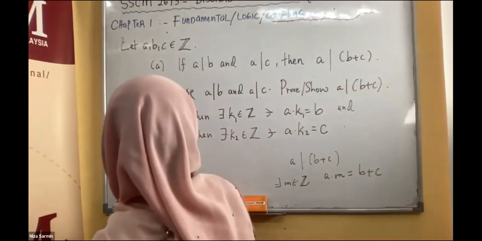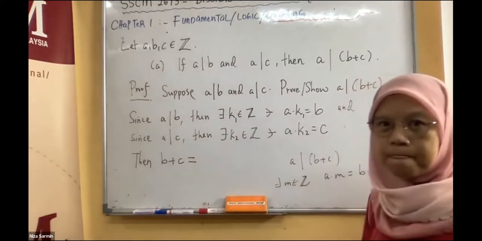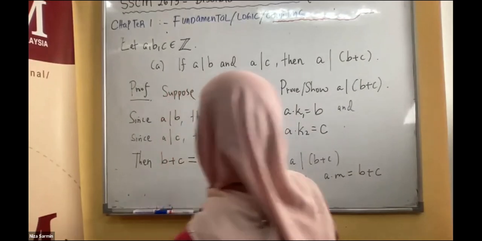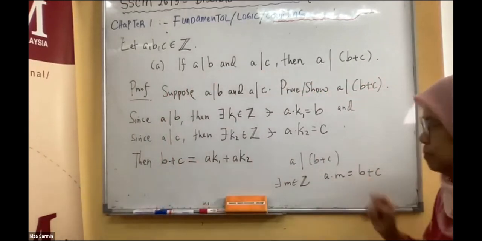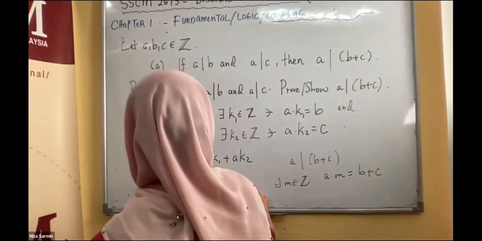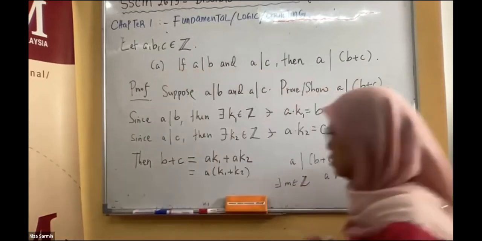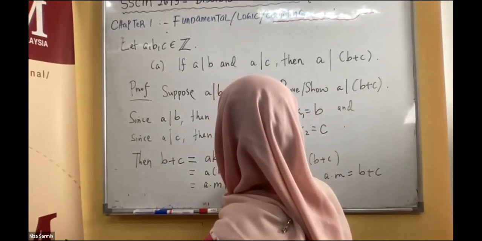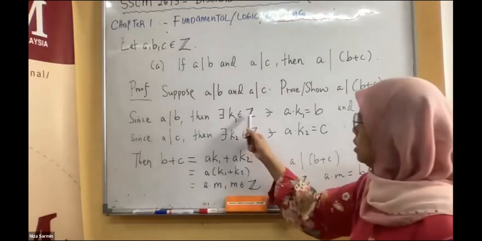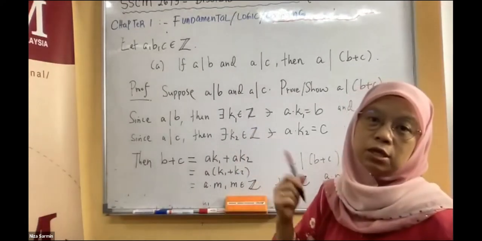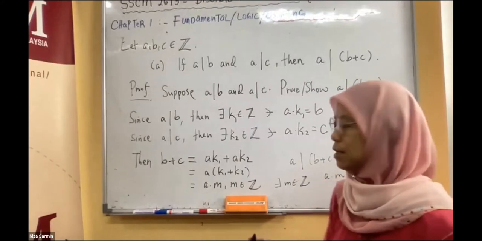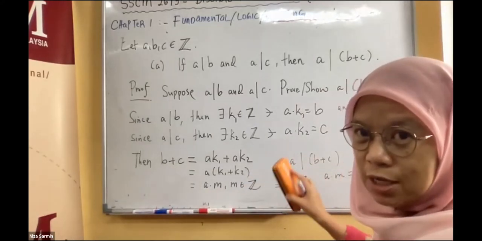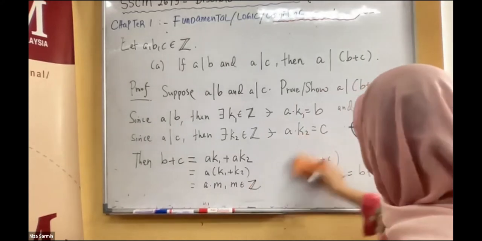Then B plus C equals AK1 plus AK2, almost, right? Which is A times K1 plus K2. Then I call this A times M, M integer. But you have to double check. K1 integer, K2 integer, K1 plus K2 is also integer. Now, you already get this. But this one, you just think about that aside.